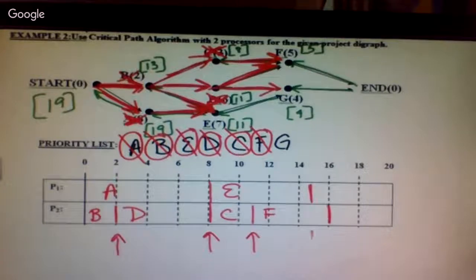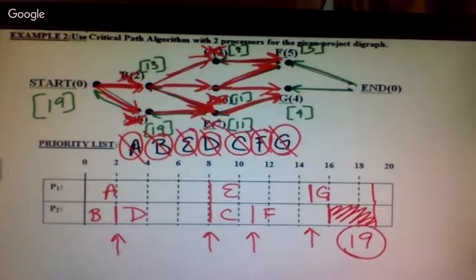At 15 minutes, we've now finished task E, which leads into G. Is G ready now? Yes. So G can be scheduled, and that's left me off at 15, so that takes me to 19. Have I scheduled everything? Yes. Drop your line, and this last little bit is idle time, and we finish at 19.